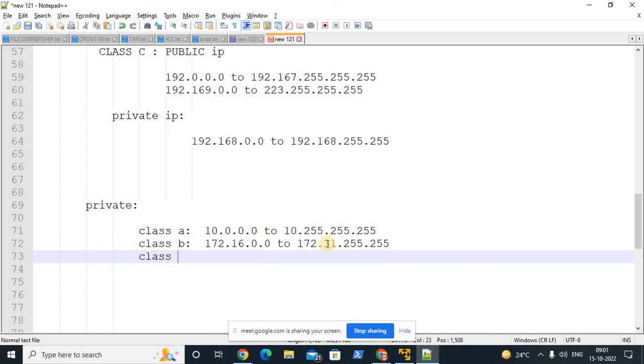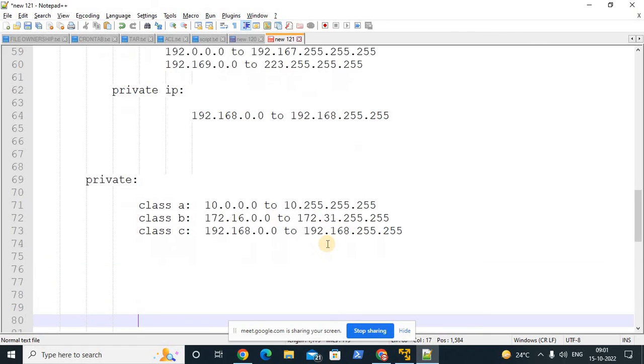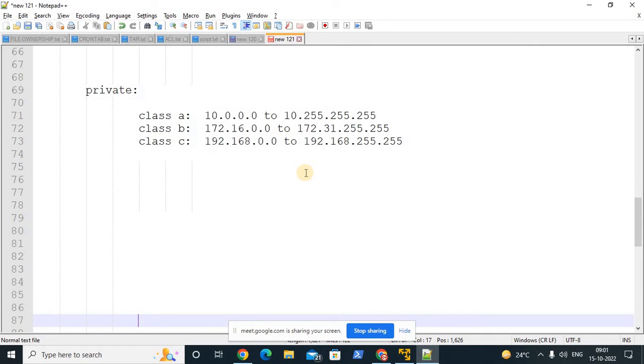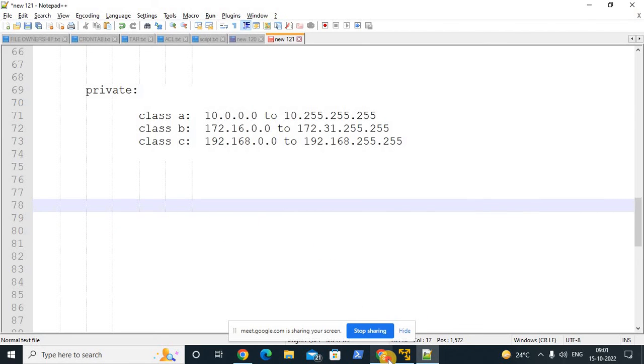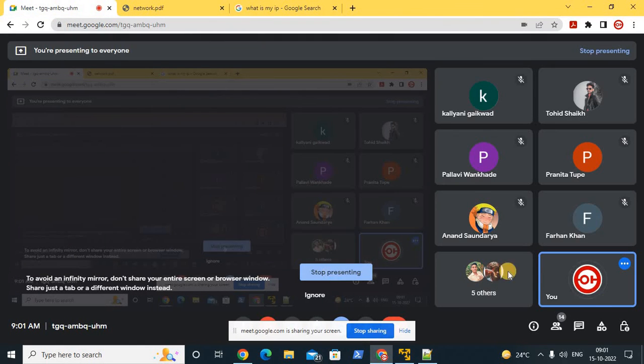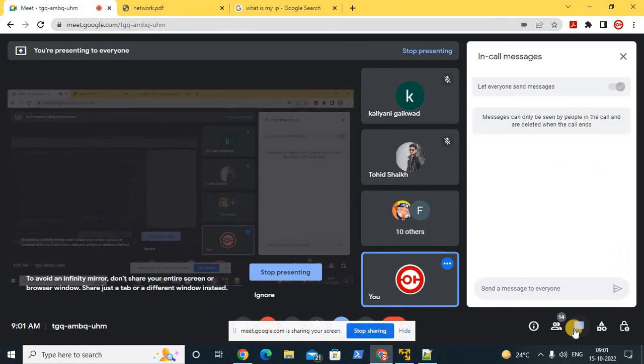And the last one, class C IP address, will start from 192.168.0.0 and go up to 192.168.255.255. So you have the range in front of you; just quickly summarize it and answer. We will do it in the chat box. You have to reply inside the chat box, whether it is a class A IP, class B IP, or class C IP, and whether it is a public IP or a private IP.